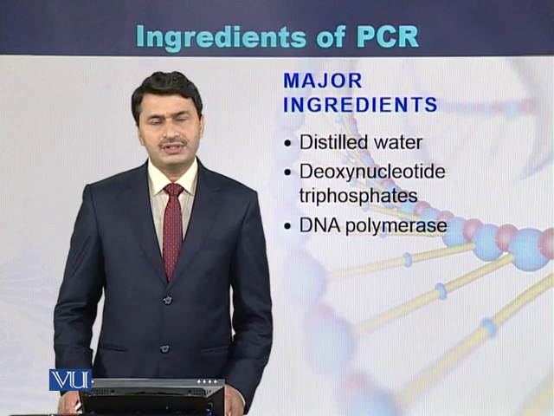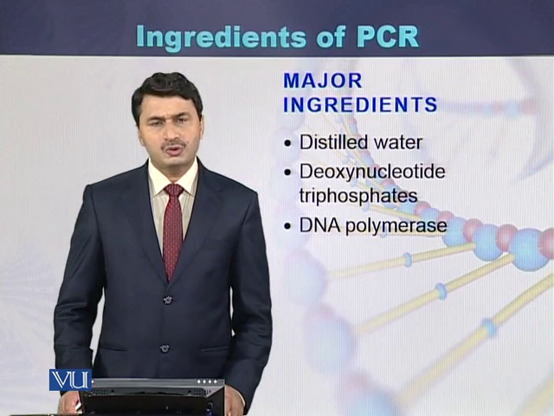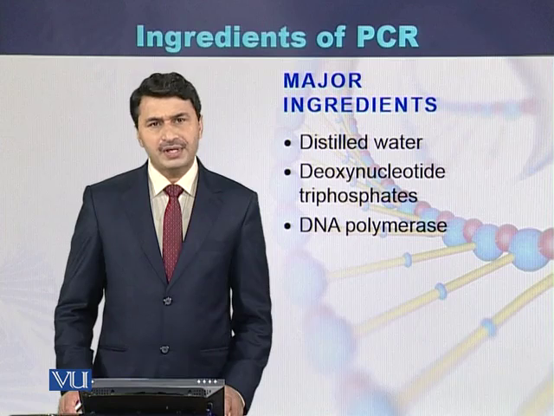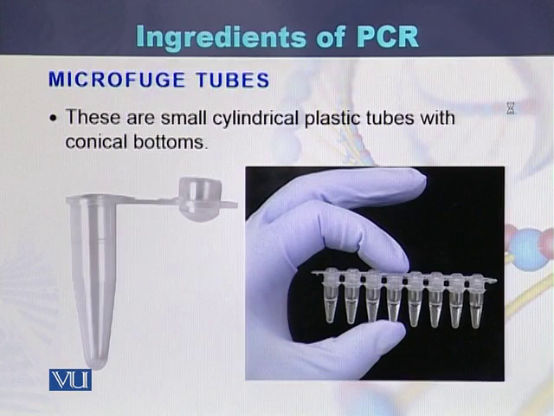In case of PCR mixture, small tubes which are called microfuge tubes are used to prepare the PCR mix, and a thermal cycler, which is also called a PCR machine, is used to amplify the DNA. If we see the structure of a microfuge tube, these are small cylindrical plastic tubes with a conical bottom. So this is a typical microfuge tube in which the PCR reaction is performed.